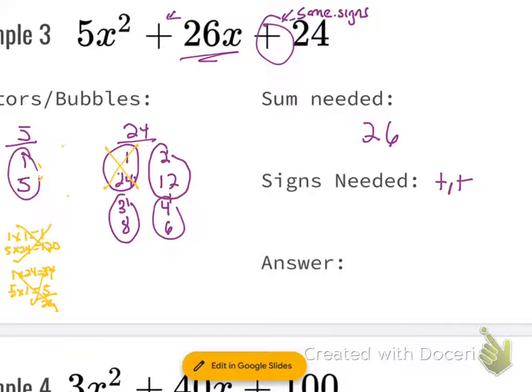Okay, let's try my next one up. 2 and 12. Okay, 1 times 2. That's 2. 5 times 12. That's 60. 60 plus 2 is 62. Not going to work. Let's try crisscross.